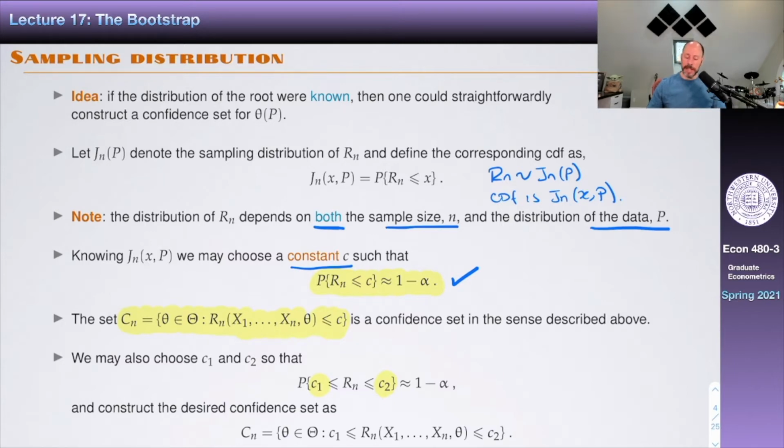But hopefully the idea is clear that if we knew this distribution, then you just get the quantile that you need, and then you're good to go. You have a confidence set with the properties that you want.